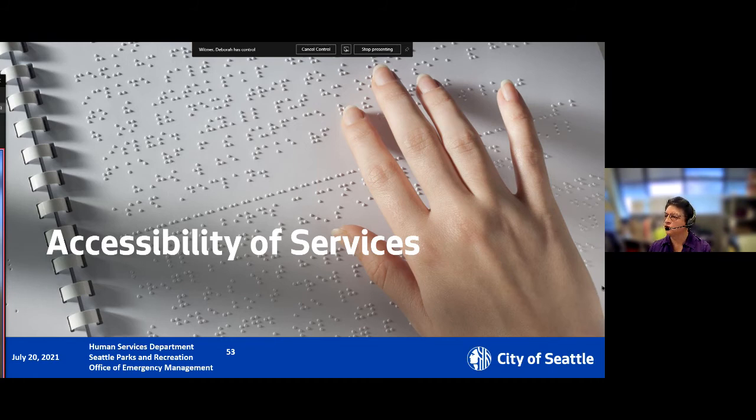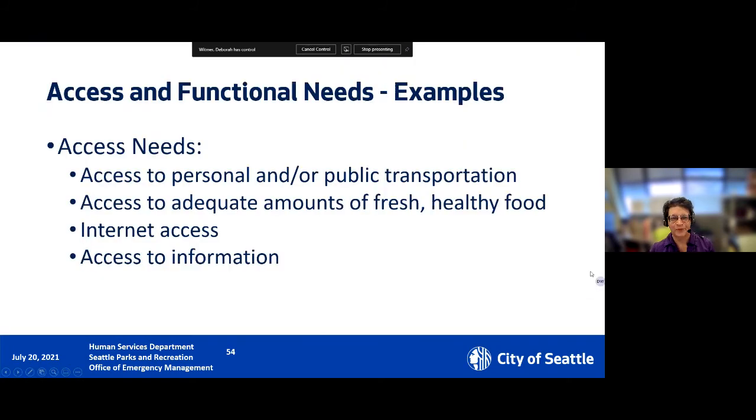So what are access and functional needs? You will often see this abbreviated as AFN. And first, it's important to remember that most people will have access and functional needs before a disaster, not necessarily because of a disaster. And as Jill spoke about earlier, inequities that exist already are usually made worse in a disaster. So some examples of access needs might be access to personal and/or public transportation.